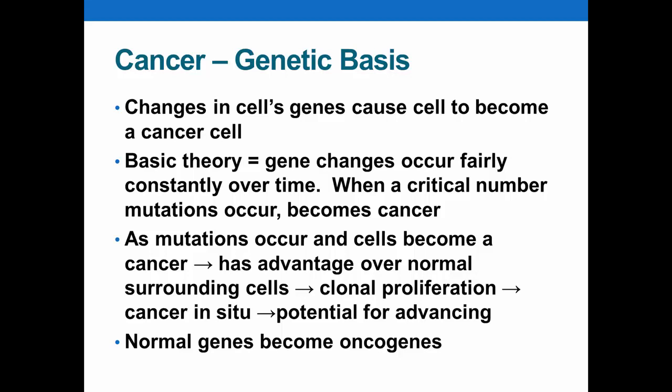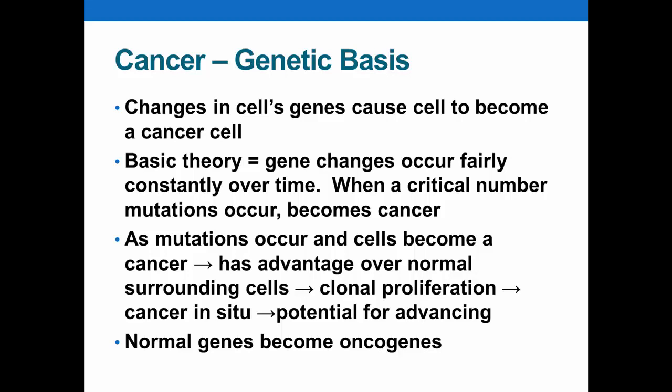Other issues or concepts to consider in the biologic basis of cancer include the genetic and inflammatory basis of cancer. So let's start by looking at some of the issues with the genetic basis of cancer. When we think about the genetic basis of cancer, we're looking at the changes in the cell's genes that actually cause the cell to become a cancer cell. Because remember, when you have a cancer, it starts as a normal cell that becomes a cancerous cell. So what happens in that cell's genes to cause it to become a cancer cell? So we're looking at changes in the DNA and in the RNA.